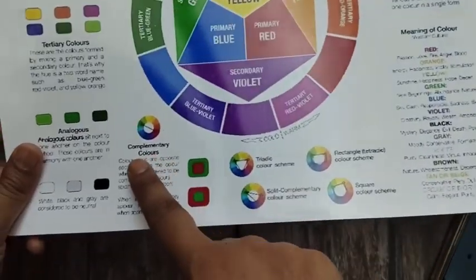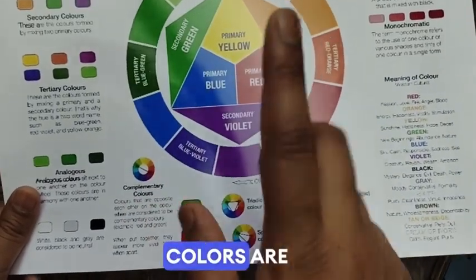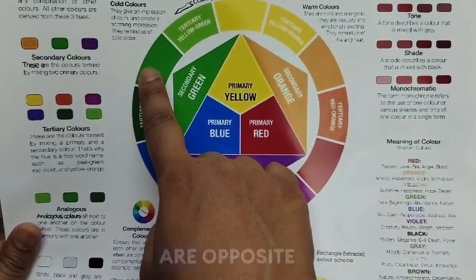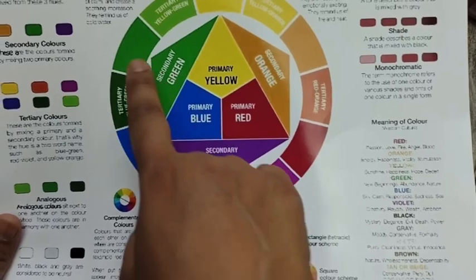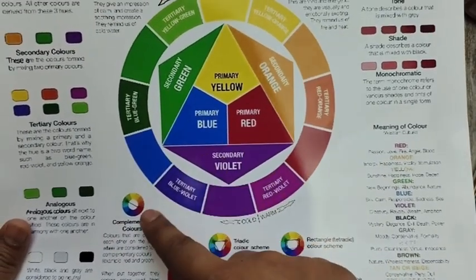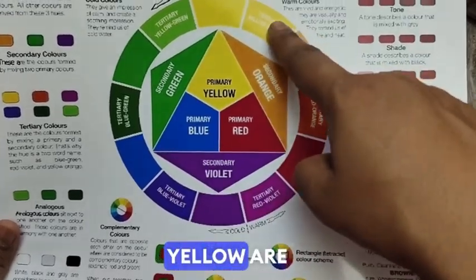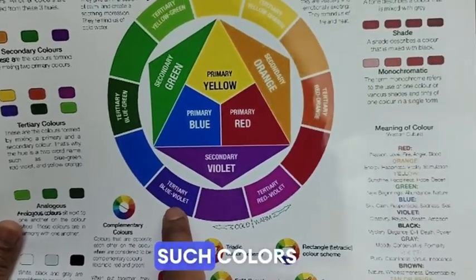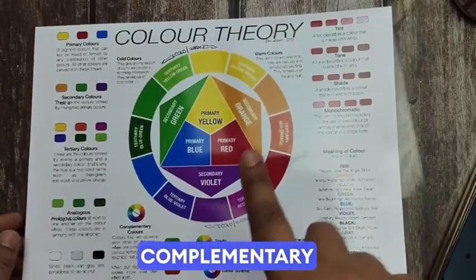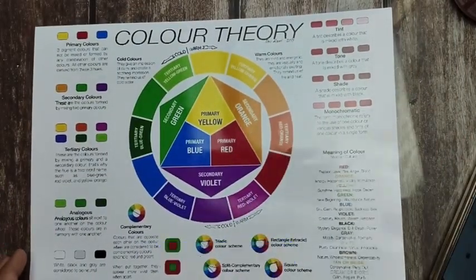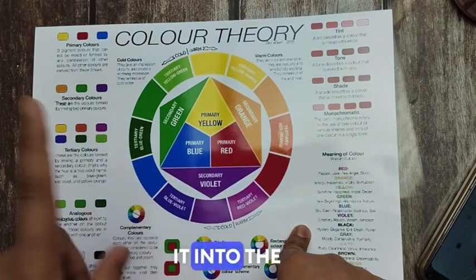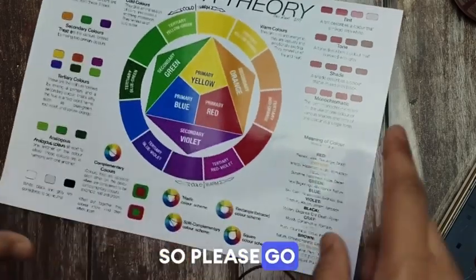complementary colors. It's written, complementary colors or opposite colors are those which are opposite to each other in the color wheel. Like green and red are complementary colors, purple and yellow are complementary colors. Such colors which are opposite to each other in the color wheel are called complementary colors. Okay, so everything you can just go through in this color wheel theory. I have added it into the Google document, so please go through it.